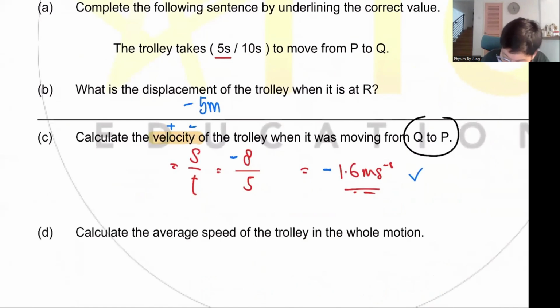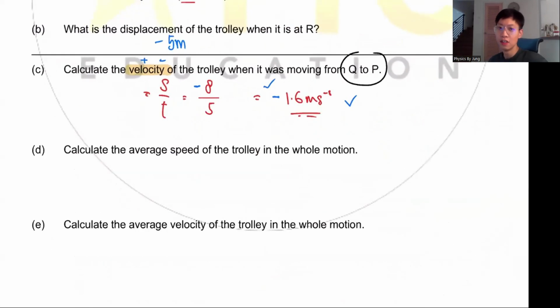Unless they ask you, this is speed. Then fine, speed you can write positive, but velocity cannot. This negative is compulsory. Wajib, okay? Can? Okay. So we go to the next part.